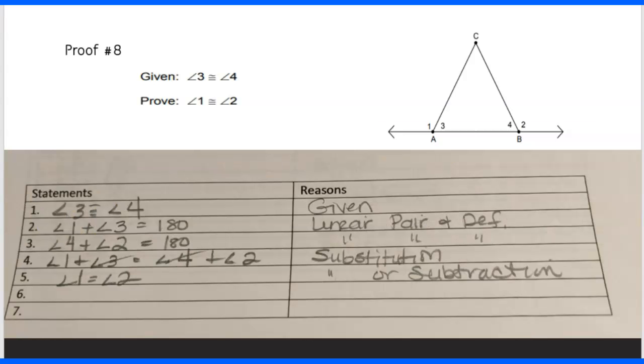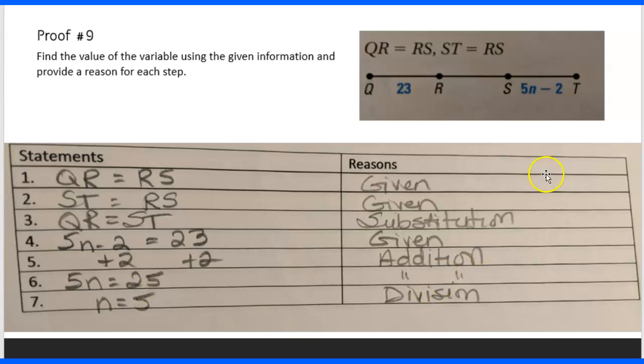All right, let's move on to proof 9. Now these were just line segments. Some of you tried to measure these on the test, and we don't necessarily want to measure them because what we want to find out is the answers from the information we have. So it says find the value of the variable, that would be n, using the given information, and provide a reason for each step. So QR equals RS, QR equals RS, and ST equals RS.